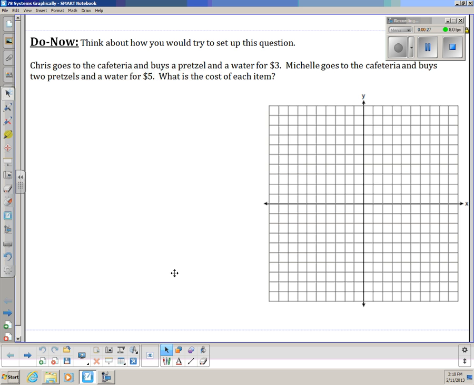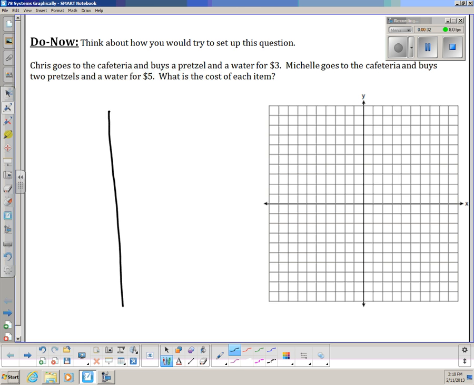So this is interesting. We have 2 items. We have a pretzel, and it's a word problem. So actually, I'm going to set up columns here. I have the cost of a pretzel and the cost of a water. And those 2 things can be different. And they're not necessarily related, but we know that if someone buys a pretzel and a water, the total is $3. And if someone buys 2 pretzels and a water, the total is $5. So if I think about my variables, I don't know what the cost of a pretzel is. And I don't know the cost of a water.